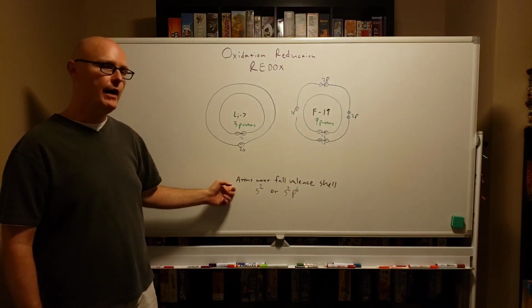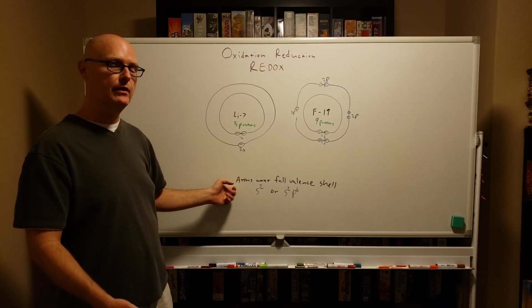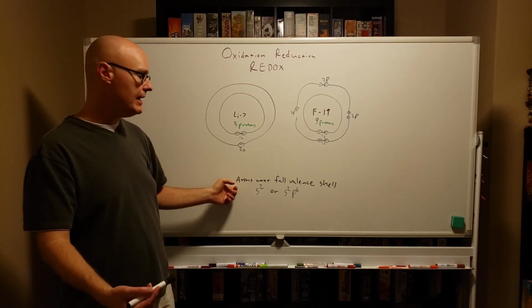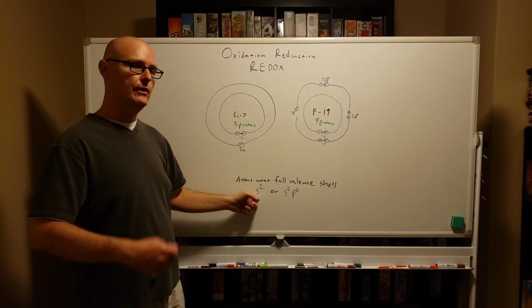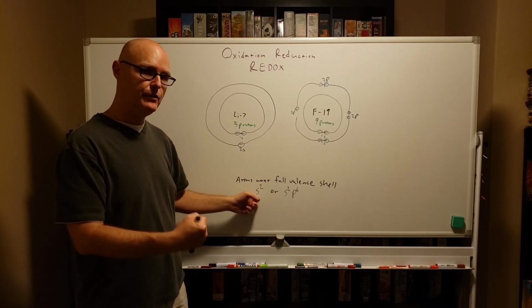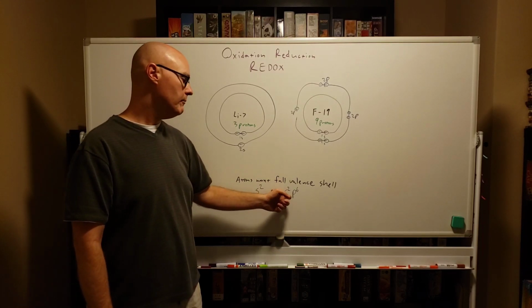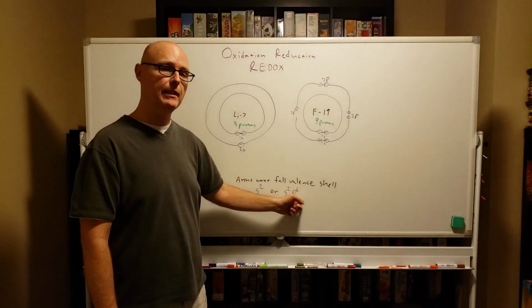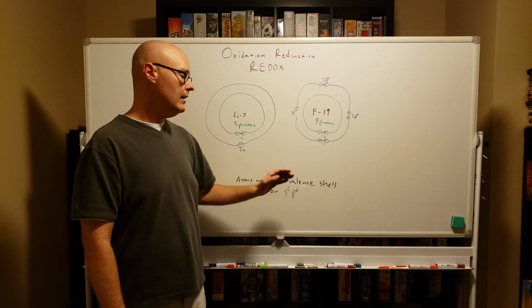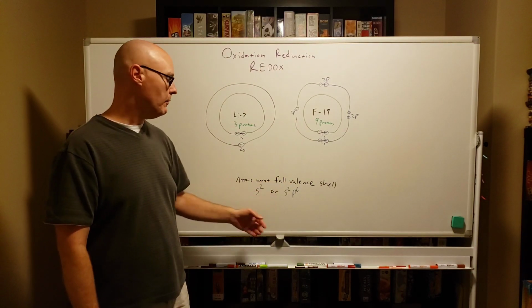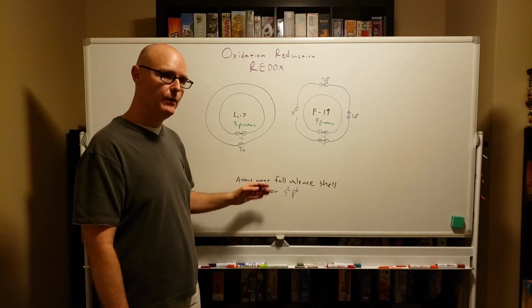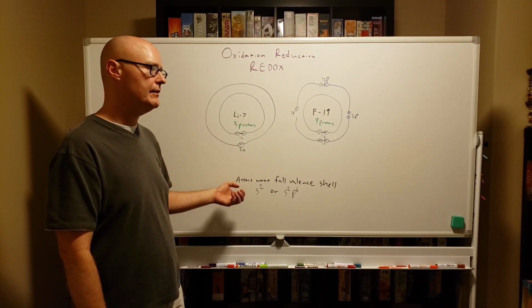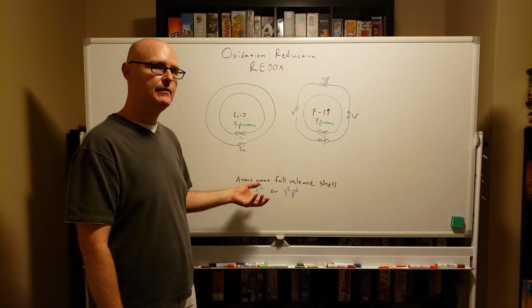So atoms want to have a full valence shell. A full shell is defined as either a completed S shell or both a completed S shell and a completed P shell. There are always exceptions, but in general, this is what they try to do, and that kind of tells you how reactive a substance is.